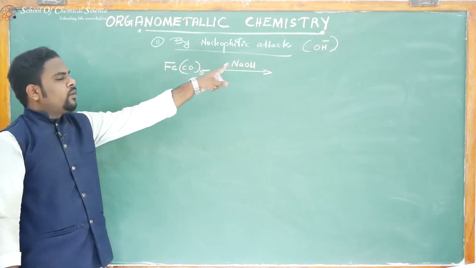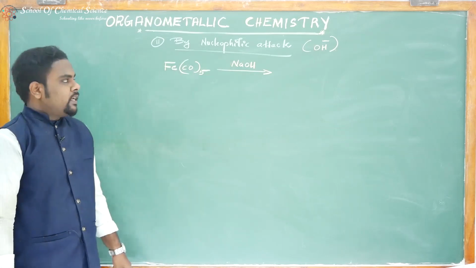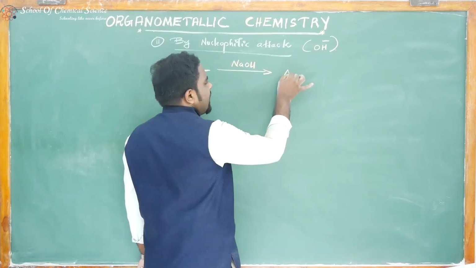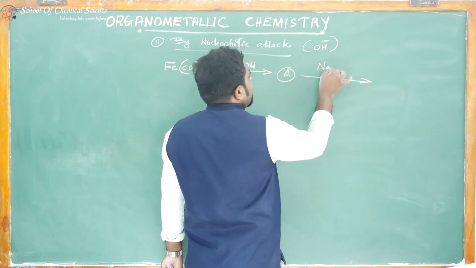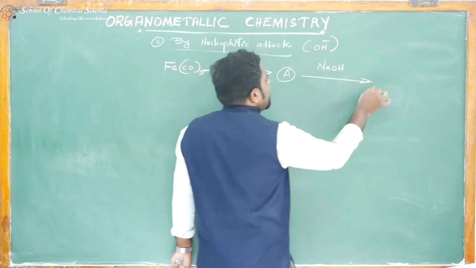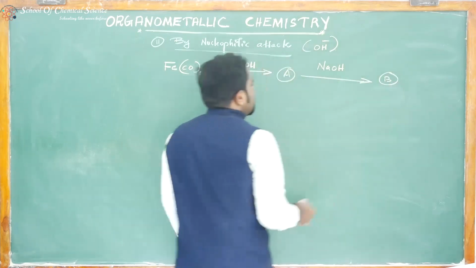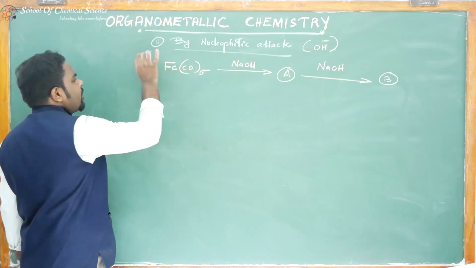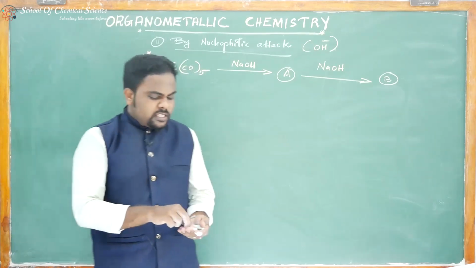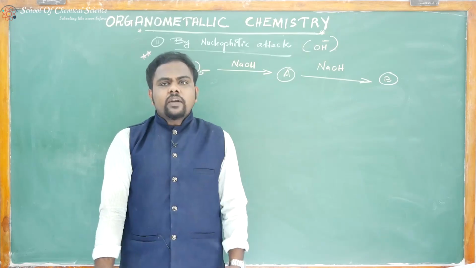So iron pentacarbonyl on reaction with sodium hydroxide, you will get a product A. With excess NaOH present, this A will be converted into B. This is a previous year question of the NET exam. So your product will be a carbonylate ion. This is a method of preparation of carbonylate ion.